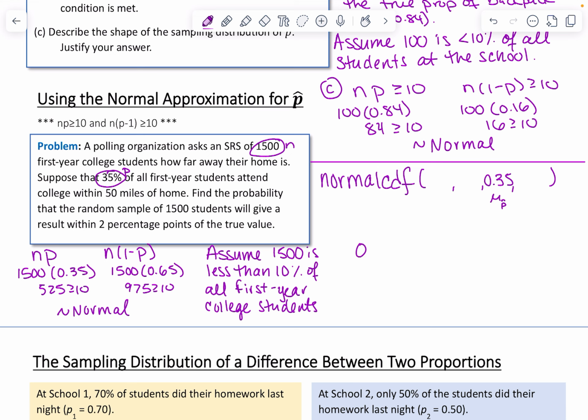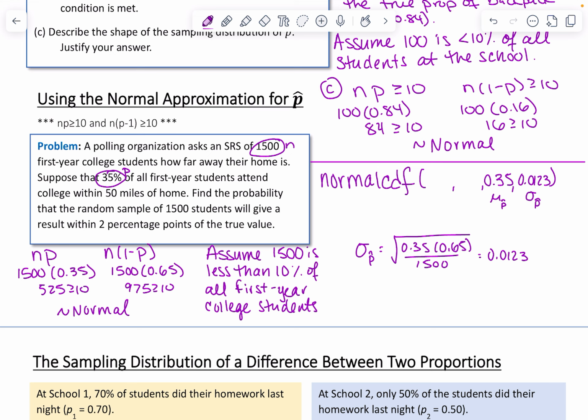All right, standard deviation, I got to do a little bit of work. It's going to be 0.35 times 0.65 over my sample size of 1,500. That's a large sample size, so it's probably going to be a pretty small standard deviation. 0.35, 0.65. So my standard deviation is going to be 0.0123.